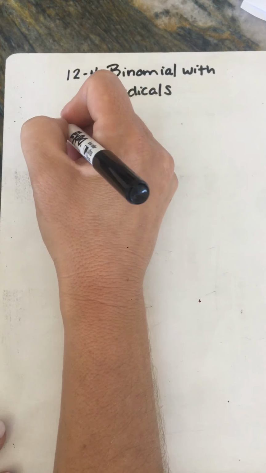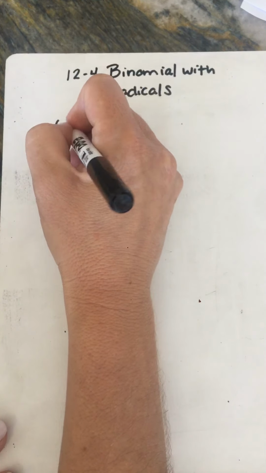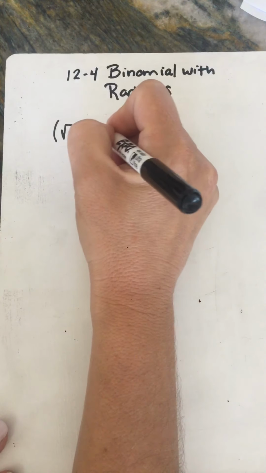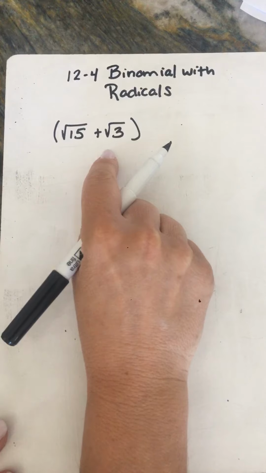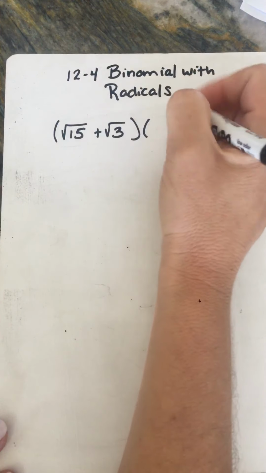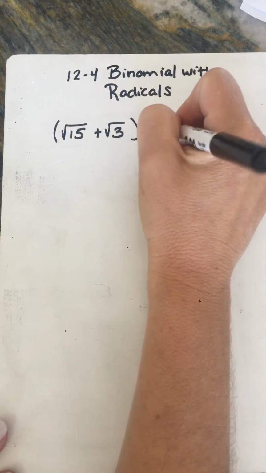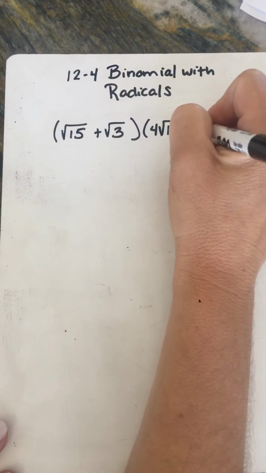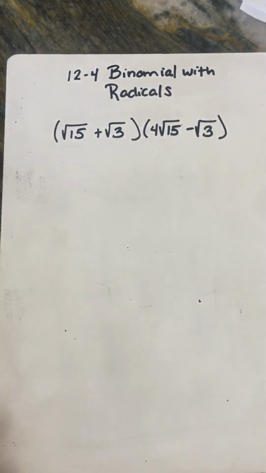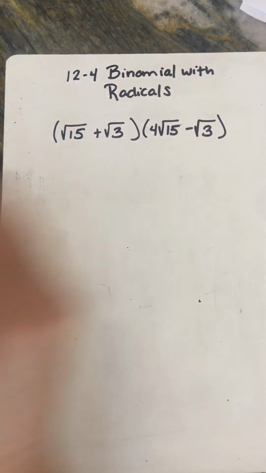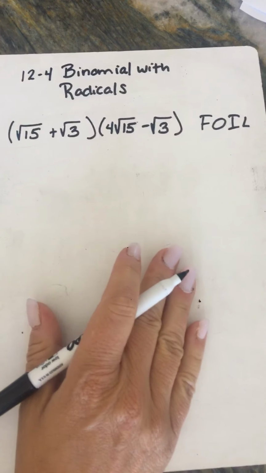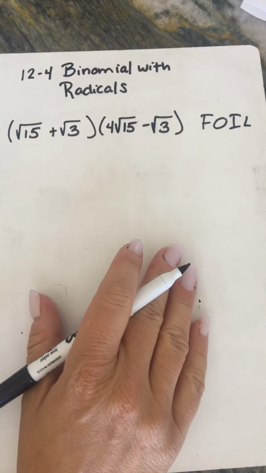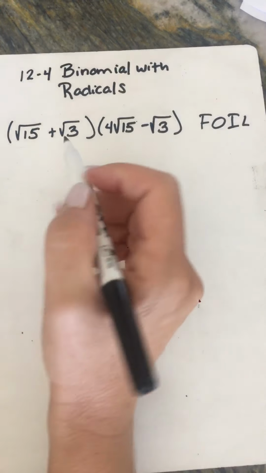So let's take a look at a binomial with radicals. Let's do square root of 15 plus the square root of 3. That's a binomial, right? Two terms. And then we're going to multiply it by another binomial, 4 square root 15 minus square root 3. Okay, so here's what we've got. If you need help, FOIL was our acronym. I don't typically use it, but you can if that helps you out.